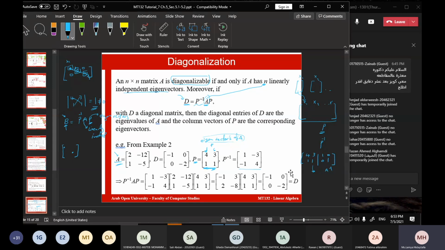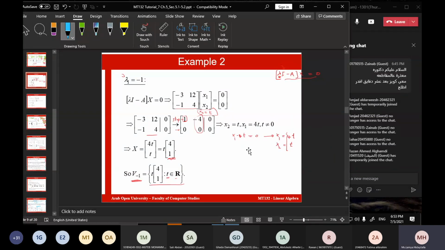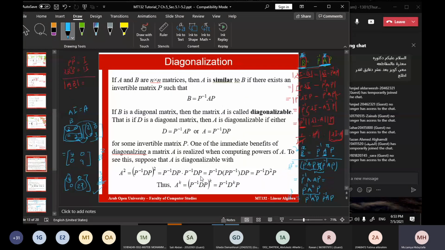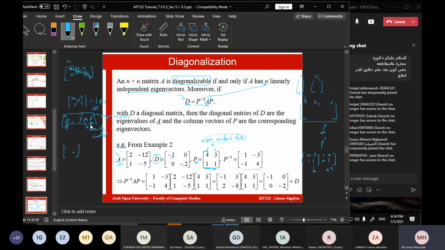What are the eigenvalues? We found them before for this matrix: minus one and minus two. So you should get minus one and minus two, and this is going to be your D. Now you want to check, is it correct or not? Find the P, already this is your P. Find the inverse, this is your inverse.